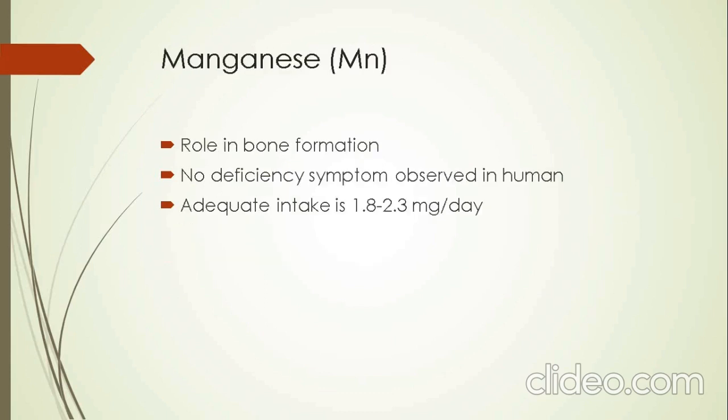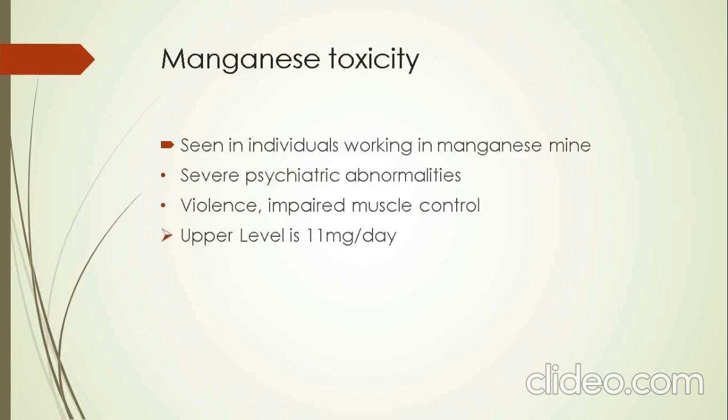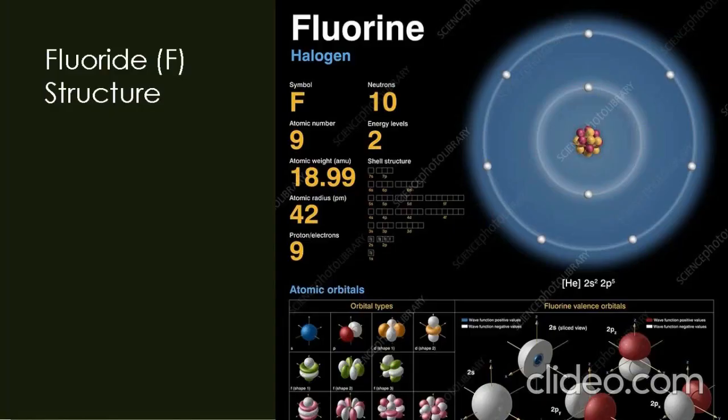This is manganese. It has a role in bone formation. There is no deficiency symptom observed in humans. Adequate intake is 1.2 to 2.3 mg per day. Manganese toxicity is seen in individuals working in manganese mines: severe psychiatric abnormalities, violence, and impaired muscle control. The upper level is 11 mg per day.